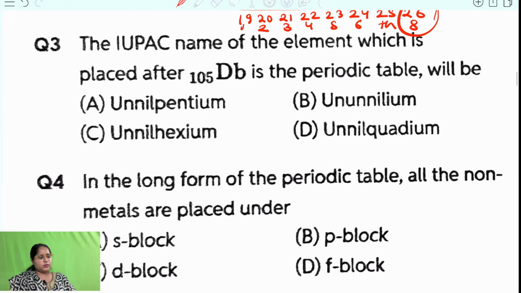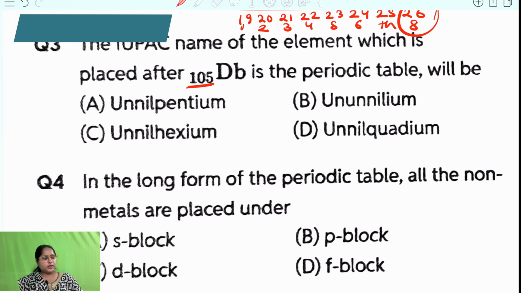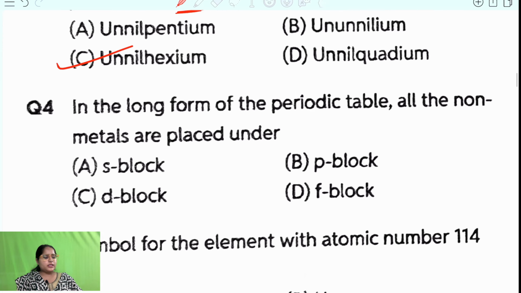Now let us see question number 3, a 2 mark question. IUPAC name of the element which is placed after 105. So after 105 comes 106, that is unnilhexium. Where is unnilhexium? C.